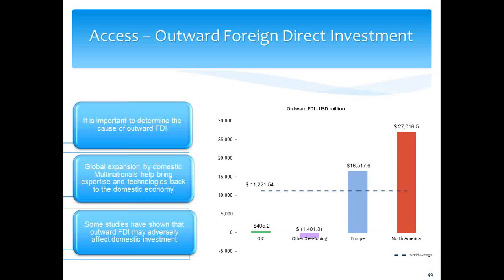When we look at the regression table, we can see that OIC countries are quite a bit below Europe and North America, as well as the world average. Thus, the focus for OIC countries should be to provide the right environment for domestic firms to thrive and develop competitive advantages.